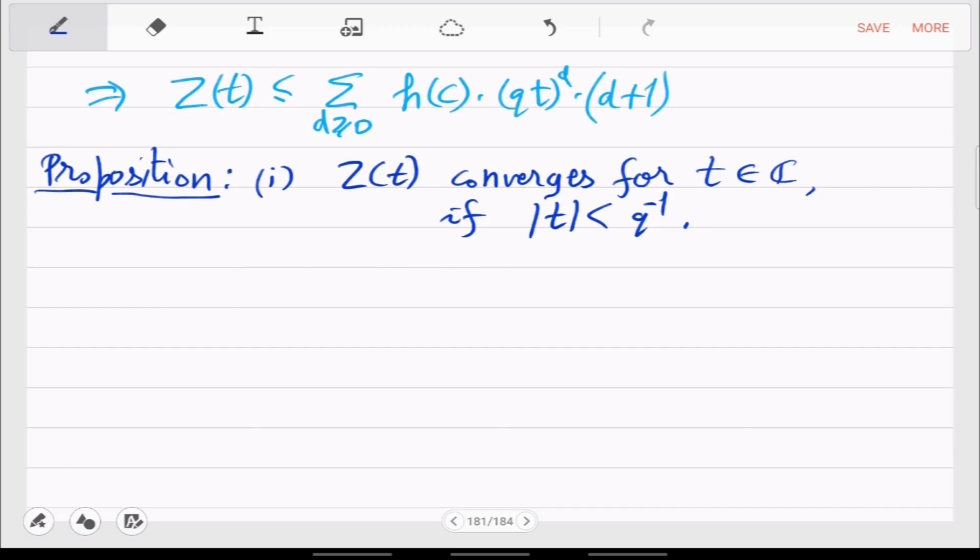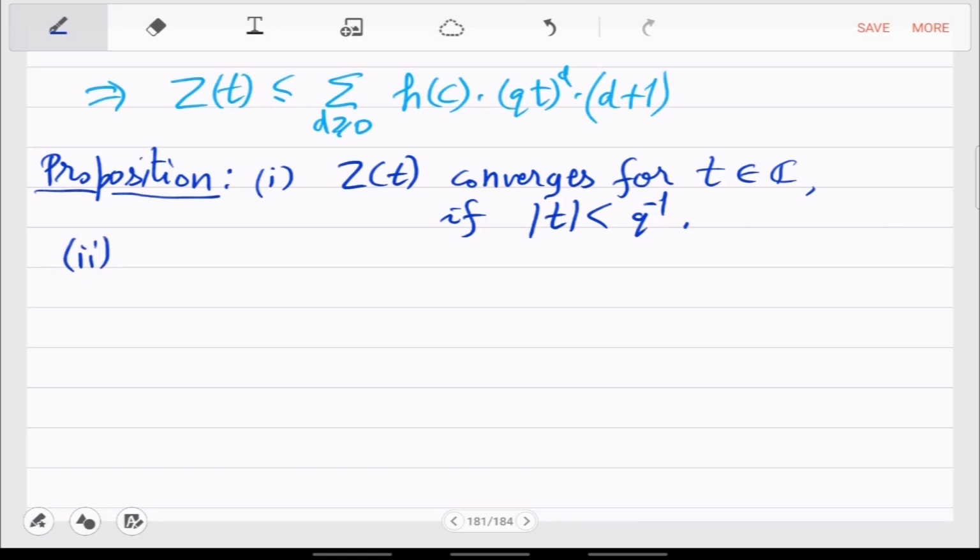Right. So the convergence is equivalent to the absolute value of t, the radius of this complex number t, being strictly smaller than 1 over q. Then qt is less than 1, and you can show by easy complex analysis that this will converge for all such complex numbers. That's the radius of convergence.